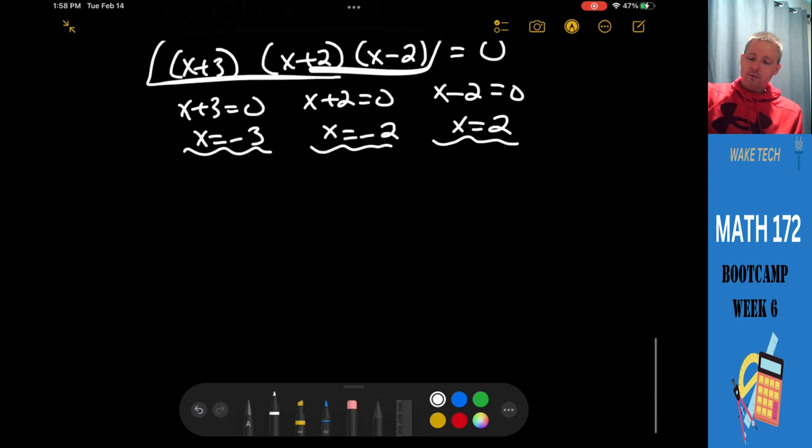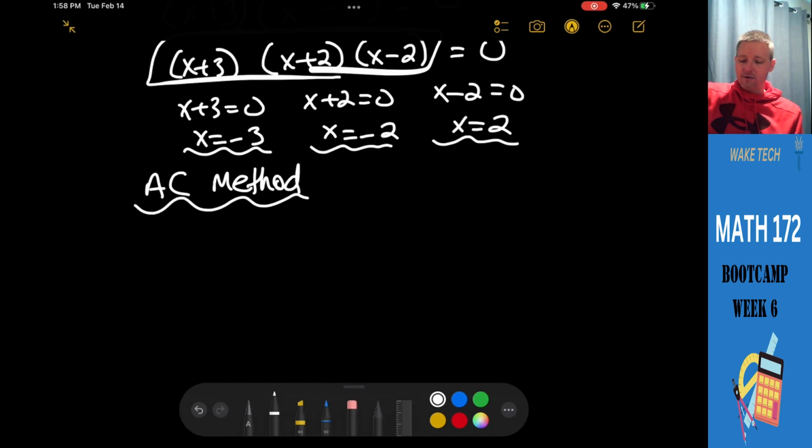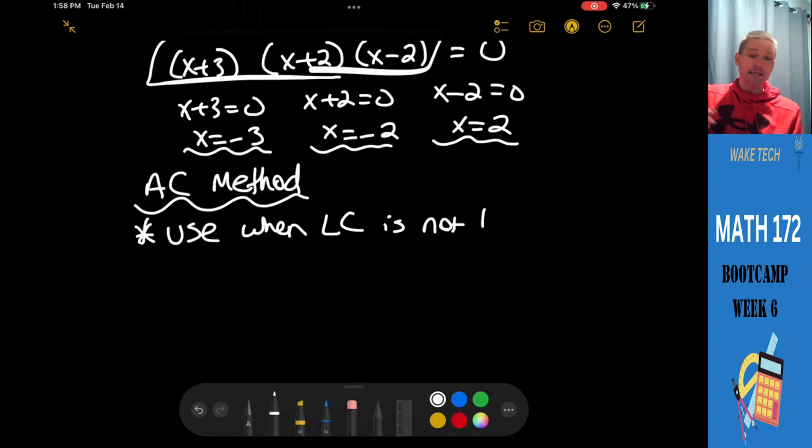Okay. So we actually can use grouping as part of a larger method for factoring, and that's called the AC method. We would use this method if the leading coefficient is not 1. So again, our first approach for the day was when the leading coefficient is 1, we can factor using that process. If the leading coefficient is not 1, we likely want to use some other approach.